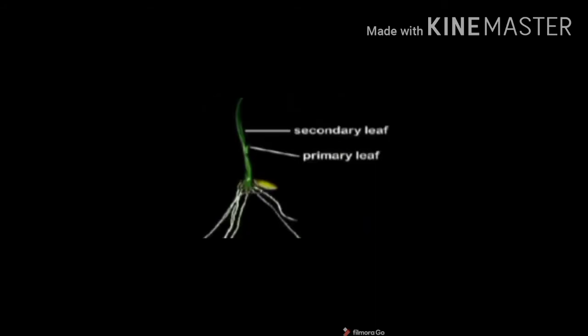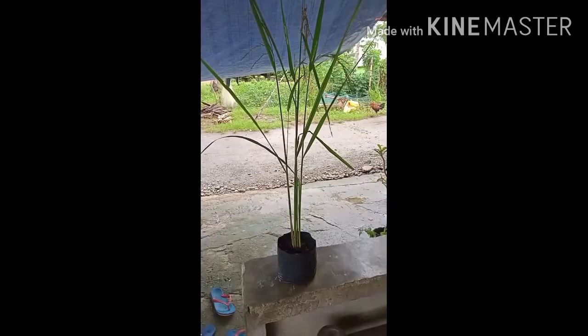The first seedling leaf or primary leaf emerges from the growing seed. It is green and shaped like a cylinder. It has no blade. The second leaf is a complete leaf. It is differentiated into a leaf blade and leaf sheath. So, let me show the uprooted rice plant.